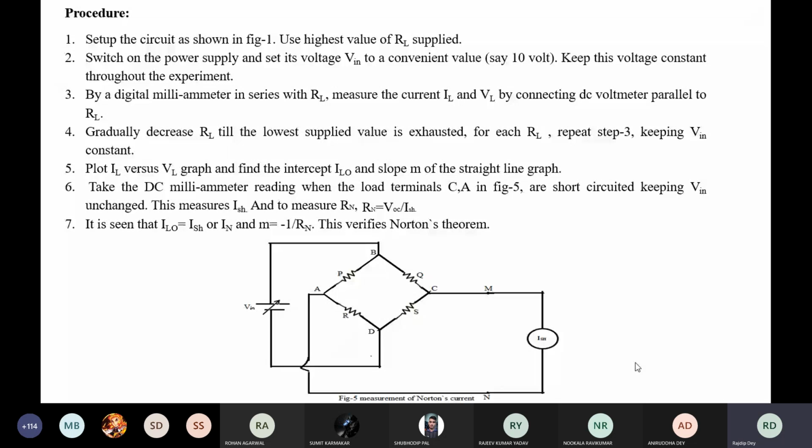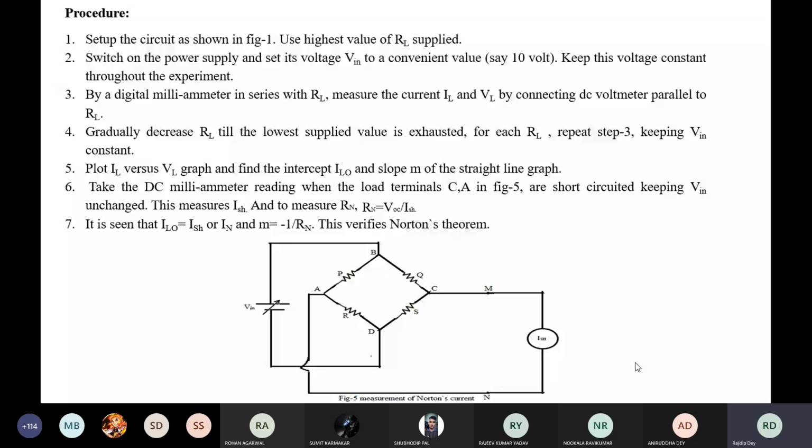Now number 5: plot the IL versus VL graph and find the Y interception, that is ILO, and the slope M from that graph. Then you can see step number 6: ammeter reading when the load terminals are short circuited. That means we'll connect them by a wire and measure the current. That will give your ISH.